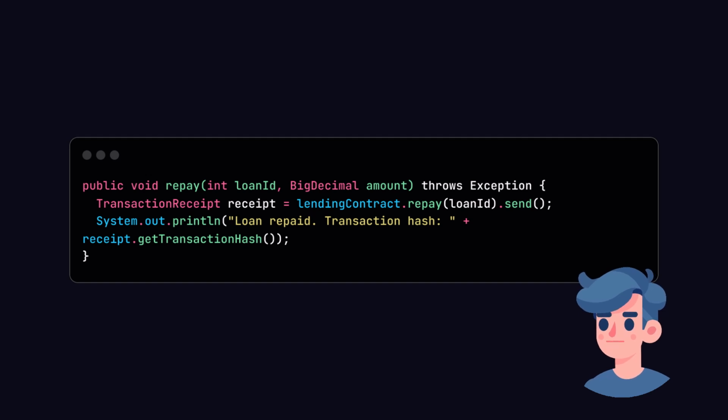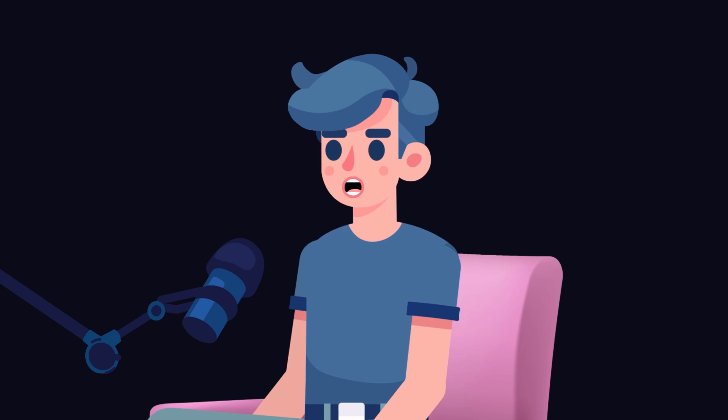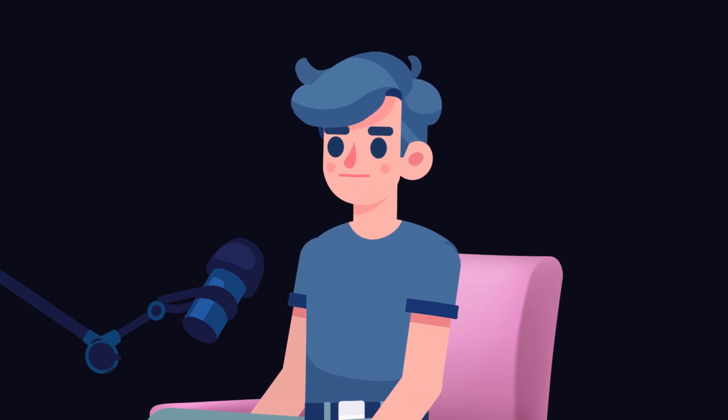Let's also implement a method for repaying loans. This method will allow a borrower to repay their loan by calling the repay function of our smart contract. After that, you can invoke these methods in your main method to lend and repay loans. In the main method, we create an instance of Lending Client and use the lend and repay methods to test our lending system.